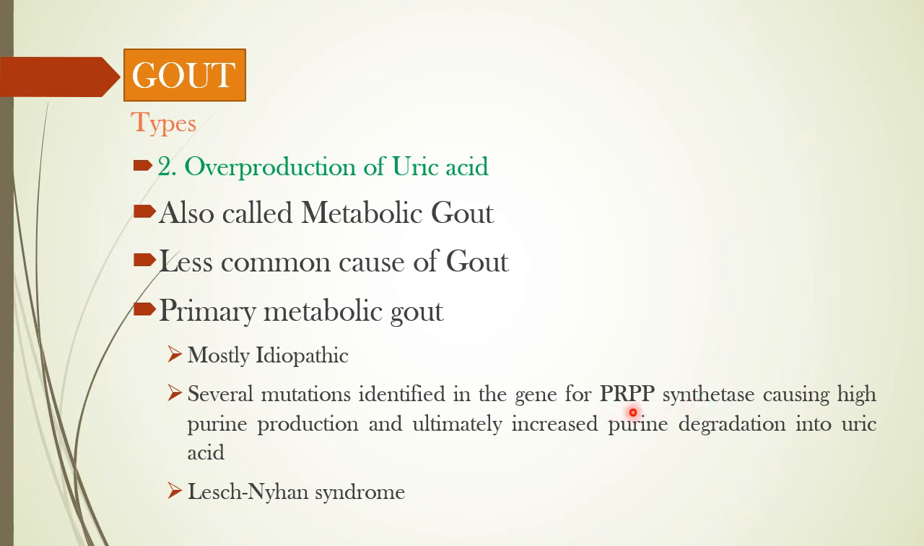As we know, PRPP is a precursor for de novo synthesis of purines. So as more purines are formed, there is more degradation of purines. As a result, hyperuricemia can be observed in patients with PRPP synthetase mutations. Another important cause of primary metabolic gout is Lesch-Nyhan syndrome, which we have seen in detail in our last lecture.